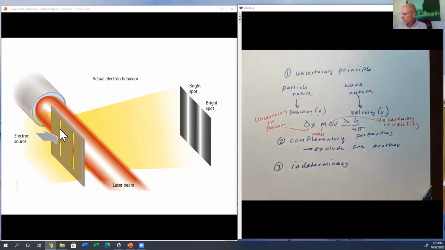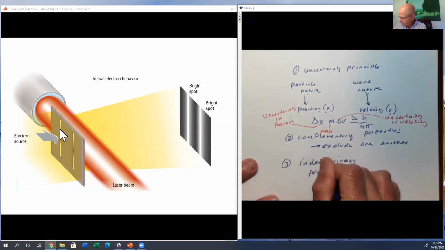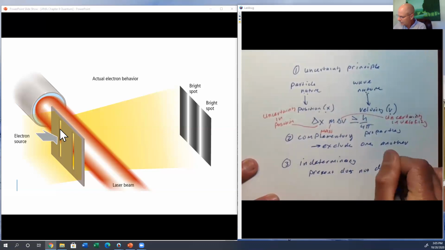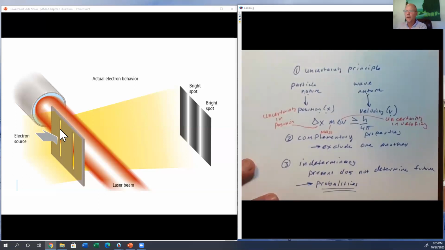So what we're left with is the present does not determine the future. So what you have instead are probabilities, a statistical description of what's going on. And we'll talk more about those probabilities in a minute.